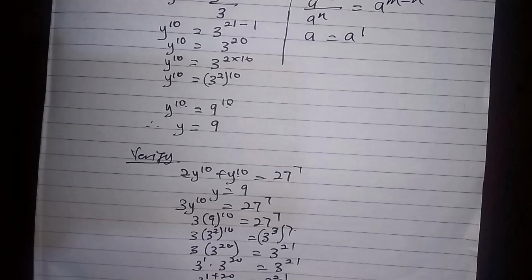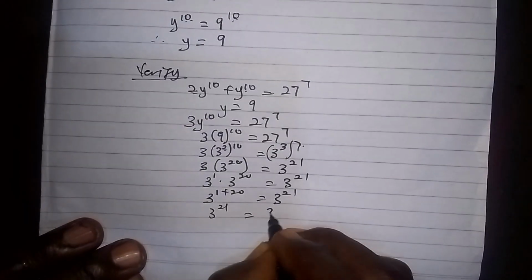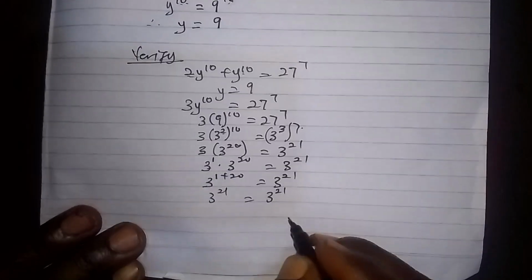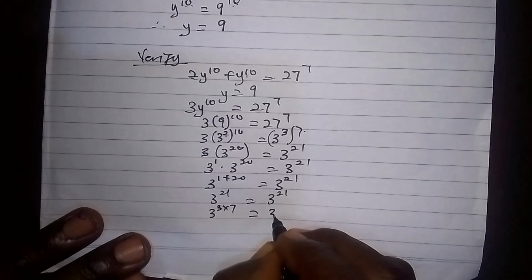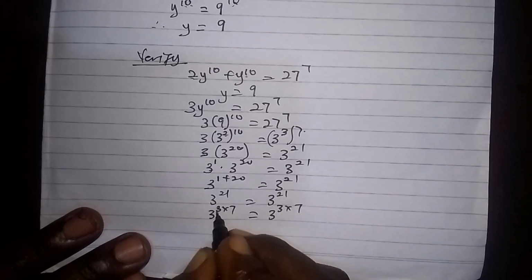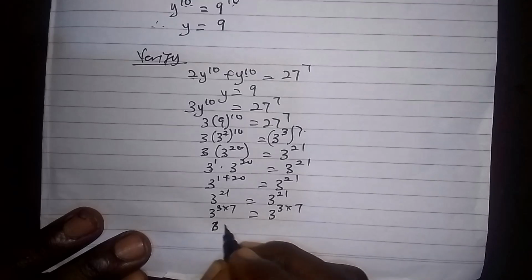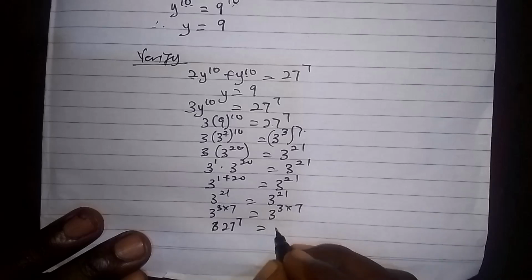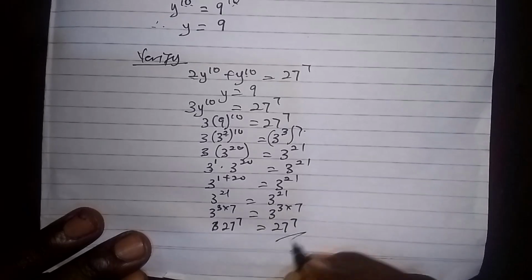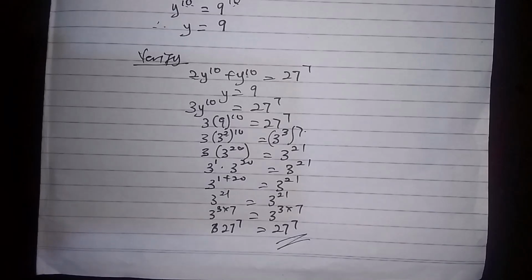From here, I have 3 to the power 21 equals 3 to the power 21, which is the same as 3 to the power 3 times 7 equals 3 to the power 3 times 7. Here is giving us 3 to the power 3, which is 27, all to the power 7, equals 27 to the power 7, which shows that the value of y being 9 is very much correct. See you on the next one.